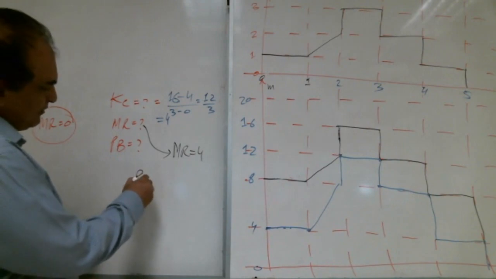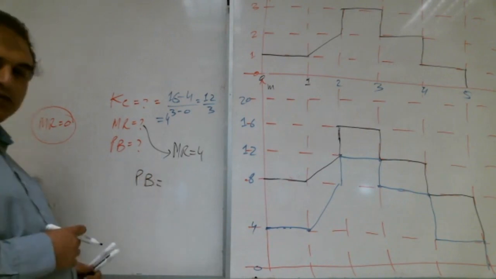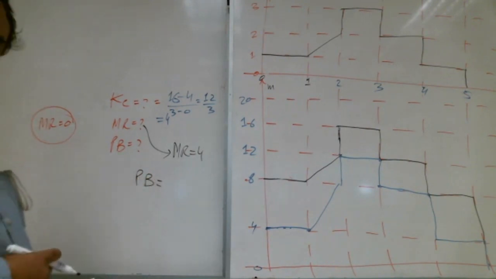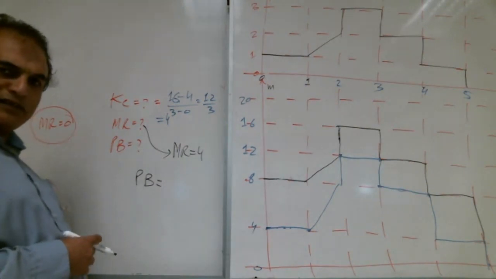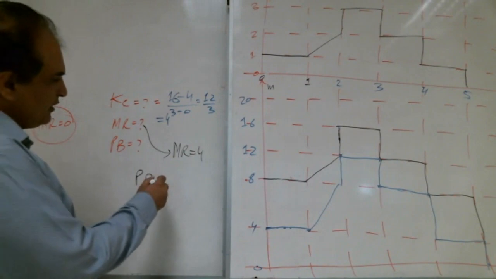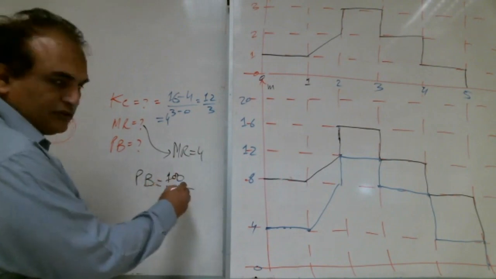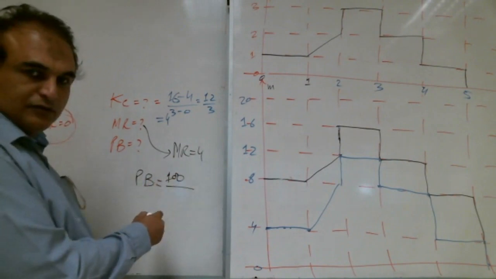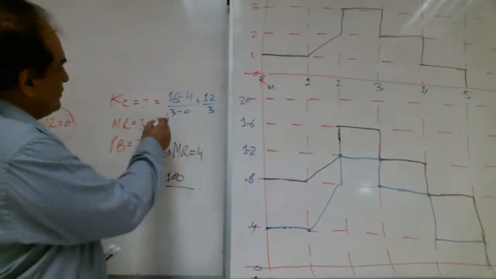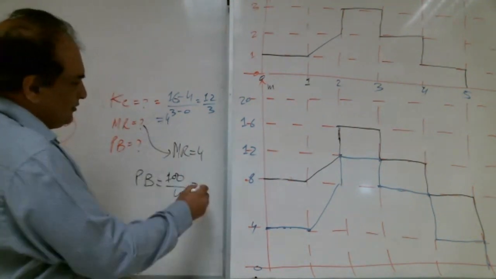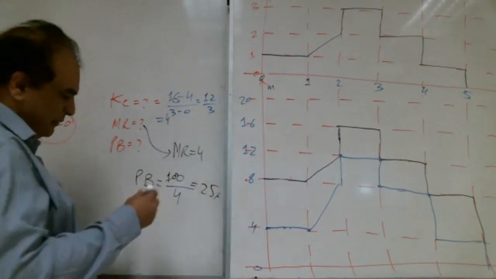Okay, Shabab. Can we find the PB now? Teacher, yes, please tell me how to find it. 100 over? Very good. A lot of brothers are writing. 100 over KC is gain. 4. So 25%.